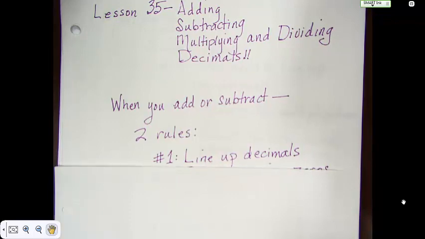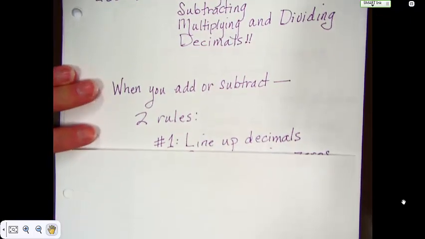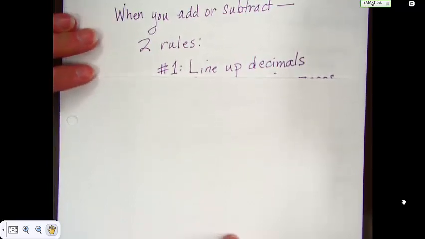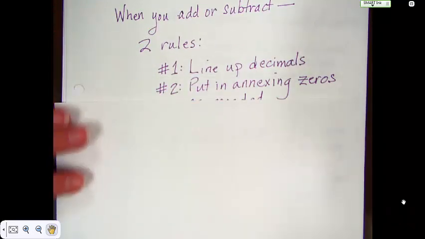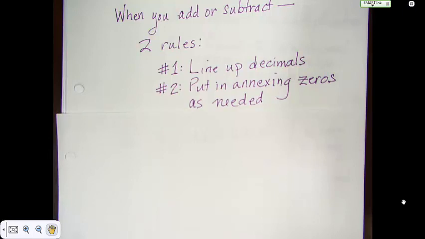Now, if that takes putting your assignment on graph paper so that you're able to keep the decimals or the numbers lined up, that's what you need to do. But you've got to line up the decimals or you'll get a wrong answer. The second one is called putting in the annexing zeros. And annexing zeros just makes sure that you have the same number of decimal places in all of the numbers.